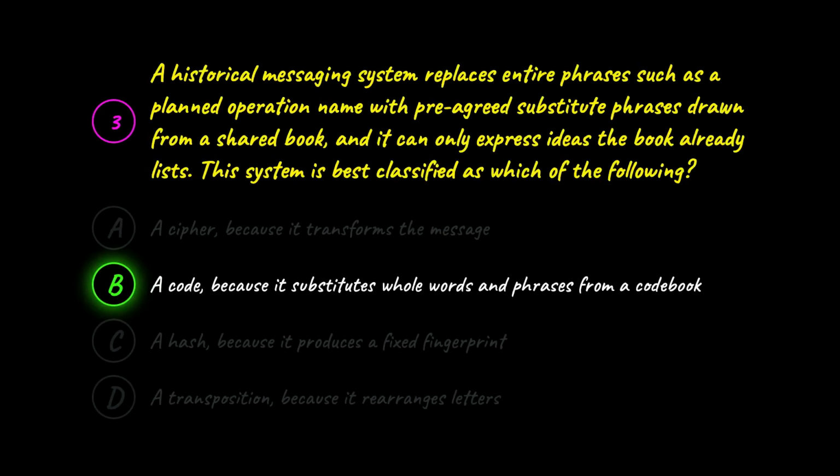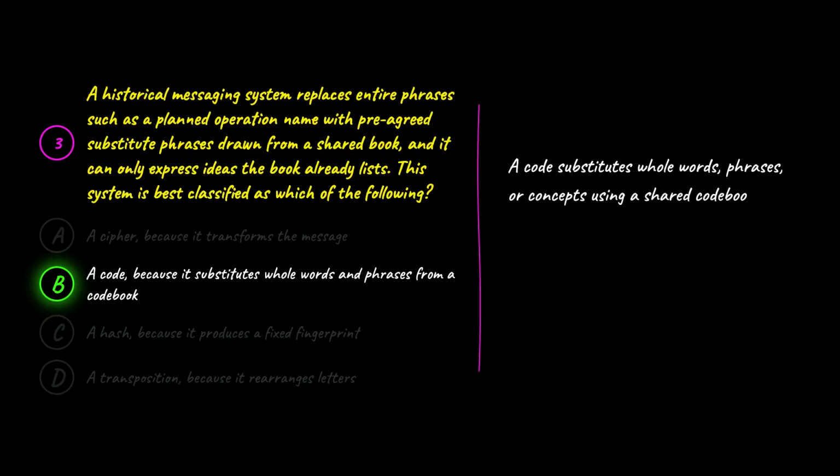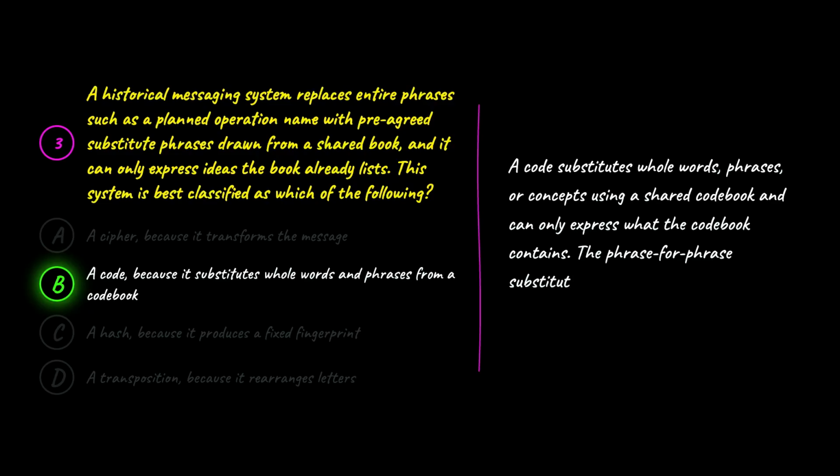The correct answer is B. A code, because it substitutes whole words and phrases from a code book. B is correct because a code substitutes whole words, phrases, or concepts using a shared codebook and can only express what the codebook contains. The phrase-for-phrase substitution from a shared book is the defining trait of a code.